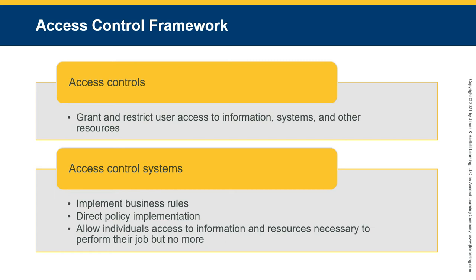So, what are access control systems? They implement business rules. This is what the company's decided we need. It's all written out. We're going to direct policy and implementation. Allow, and this is an important part of it, allow individuals access to information and resources necessary to perform their job, but no more. If they need access to a certain system, that's what they get. And within that system, we want to even control what applications they can use within the system. So it's not a free-for-all. We don't just open up the systems and let anyone have it. We really want to control what they can see and do.